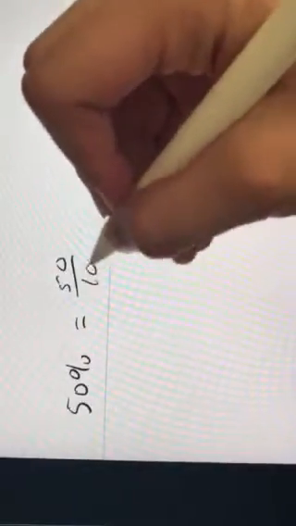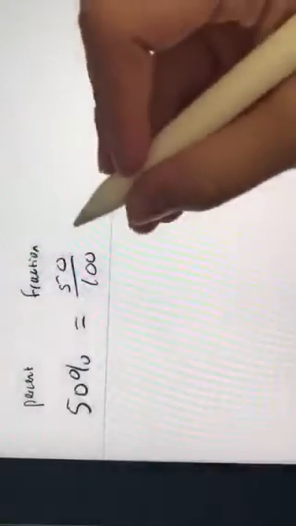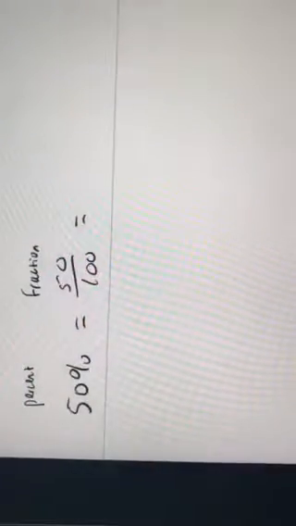So we'll do 50%. So you know that 50% is half, right? Is half of something. It is equal to 50 over 100, first of all. So that's the fraction. So we have the percent, then we have the fraction, and then we need the decimal.